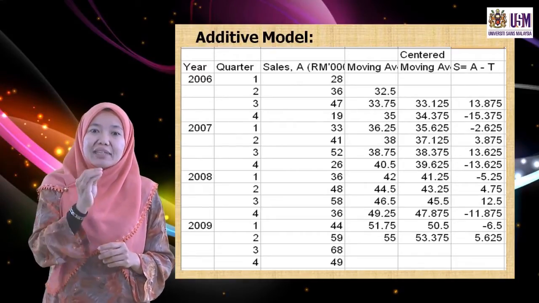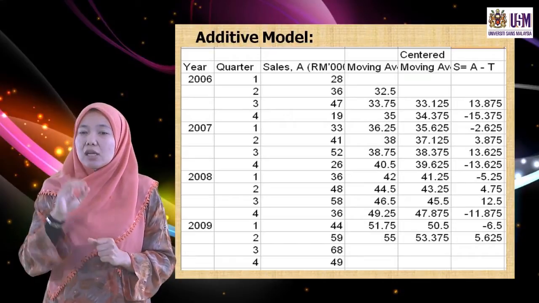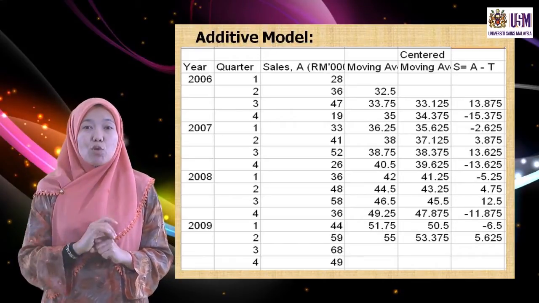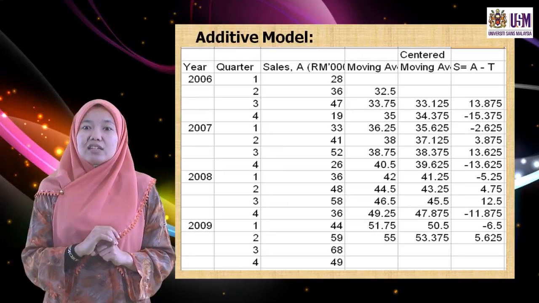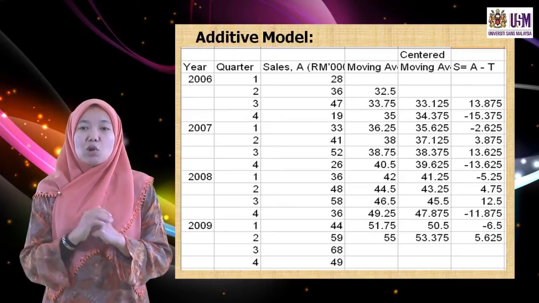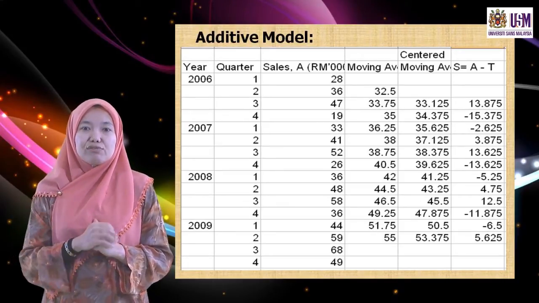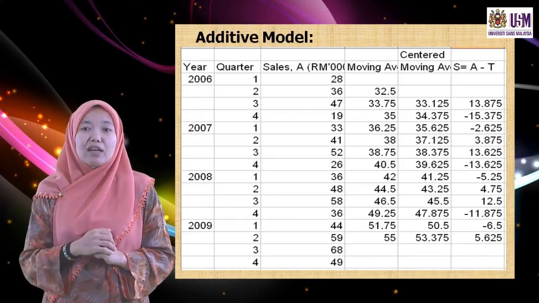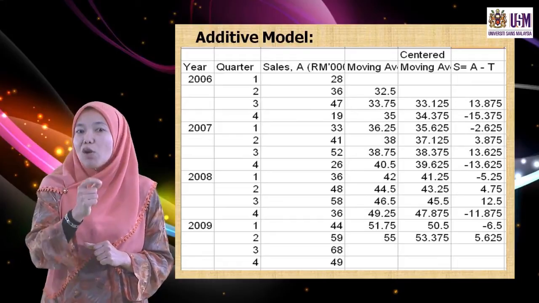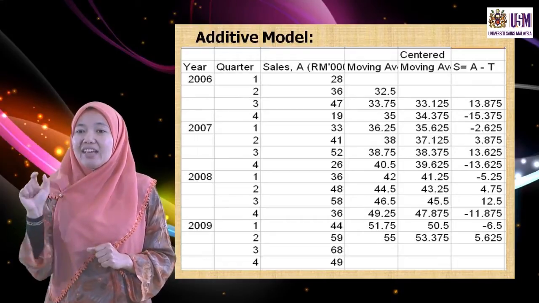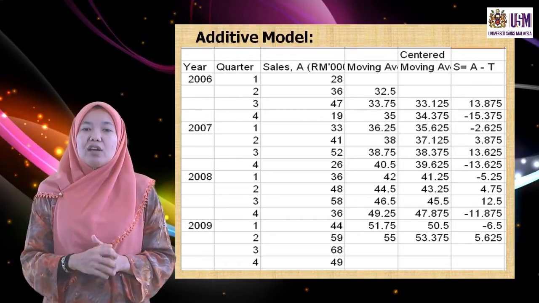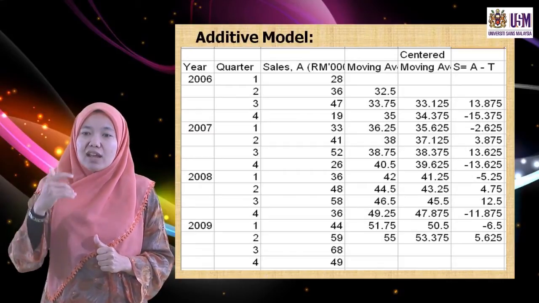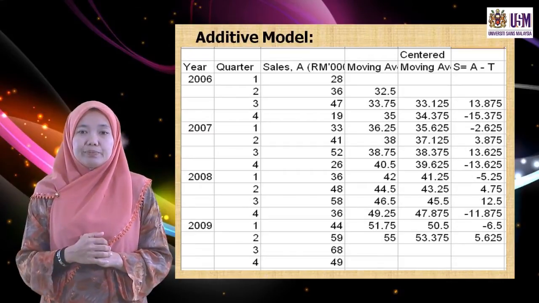So in this case, 47 minus the centered moving average value of 33.125, you get a seasonal component of 13.875. Then 19 minus 34.375 gives the seasonal component in the fourth quarter of 2006, negative 15.375. Okay, and then you do the rest of the calculation.